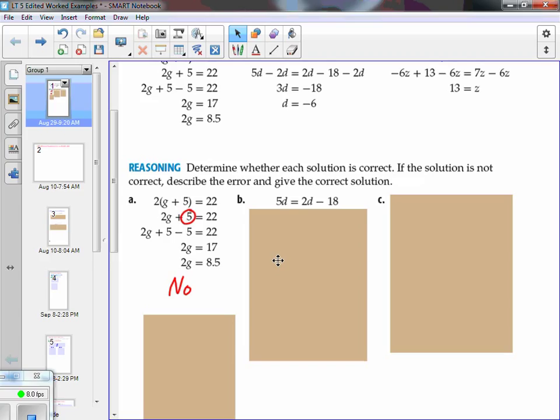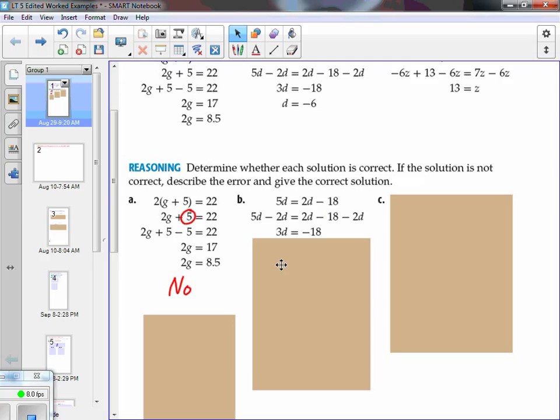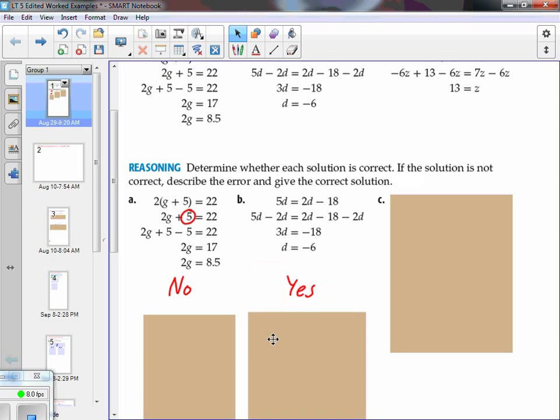If you were working this, what would you do next? Yep, they subtracted 2D from both sides. We probably wouldn't write it out like that, but they subtracted 2D from both sides. Let's see if they do it successfully. 5D minus 2D is 3D. 2D minus 2D is 0. Bring down the negative 18. They're good so far. What would you do next? They divided by 3. Did they divide correctly? They got the right answer.